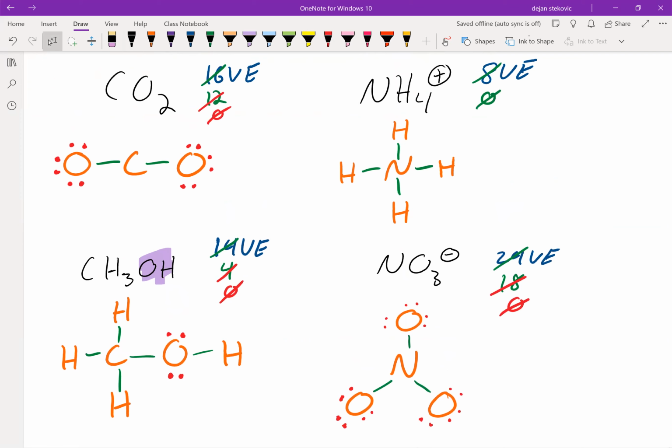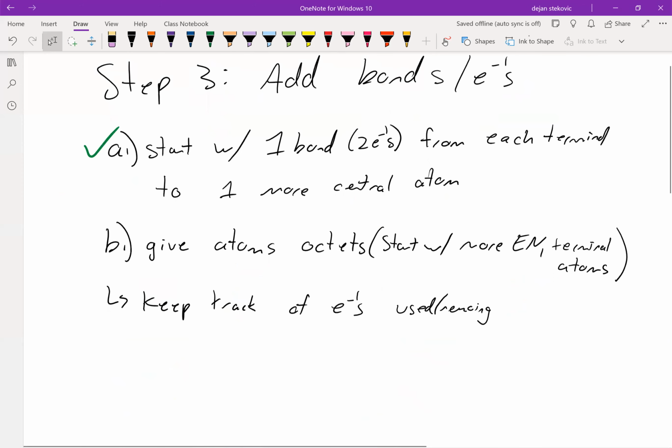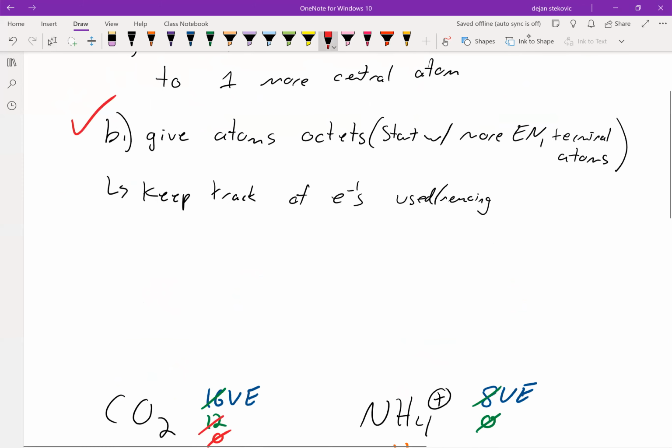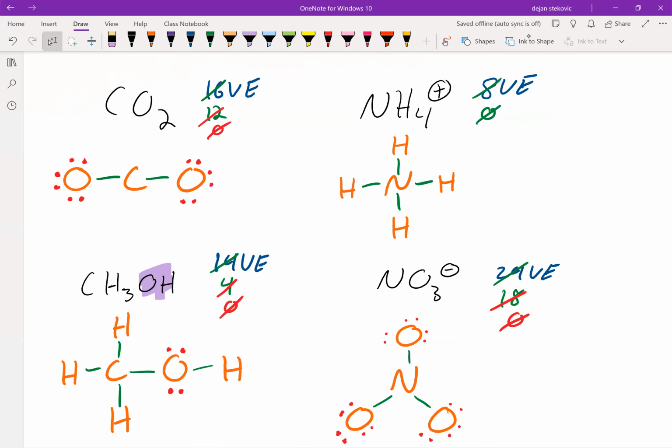And by the conclusion of this step, you should indeed use up all of your electrons. But we are not done yet with our Lewis structures.